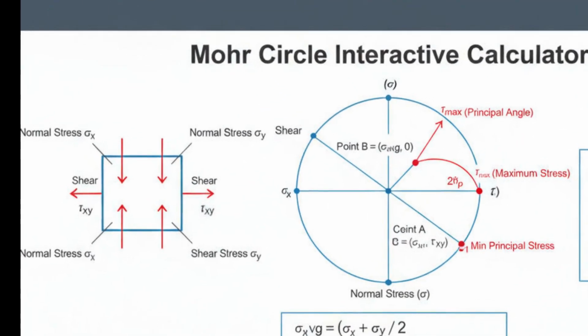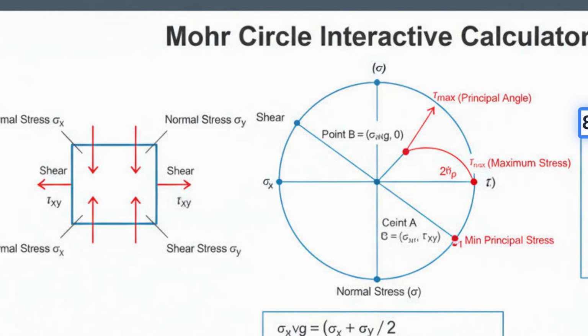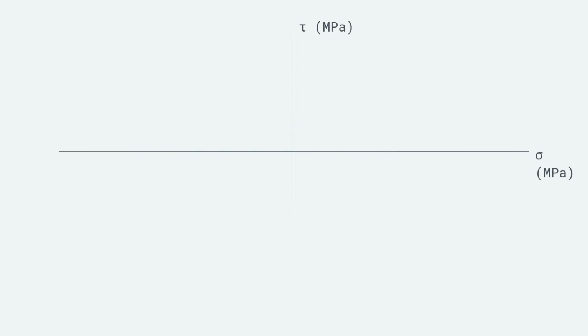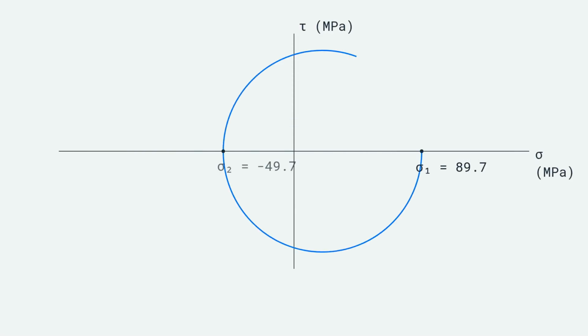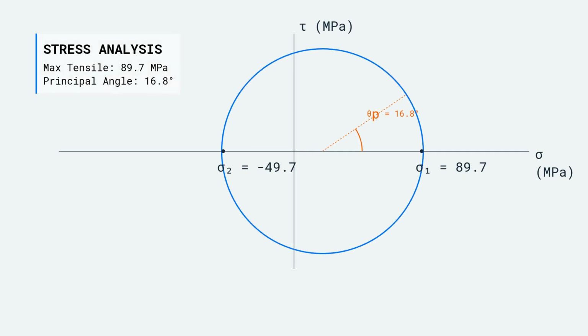After calculation, the tool instantly generates the Mohr circle diagram and outputs the principal stresses sigma 1 at 89.7 MPa and sigma 2 at negative 49.7 MPa, with the principal angle theta p at 16.8 degrees. This tells us the maximum tensile stress is 89.7 MPa, occurring at 16.8 degrees from the original x-axis.